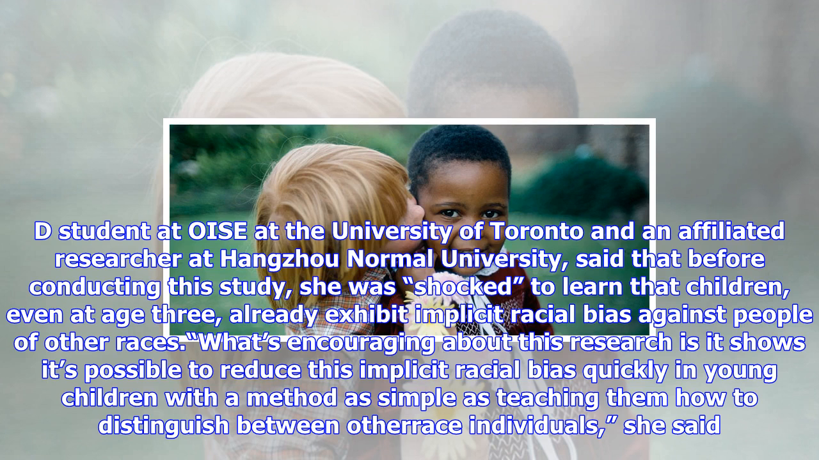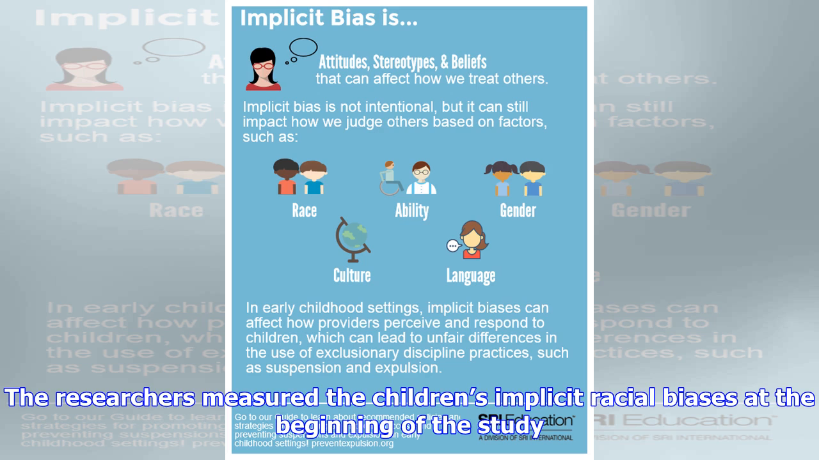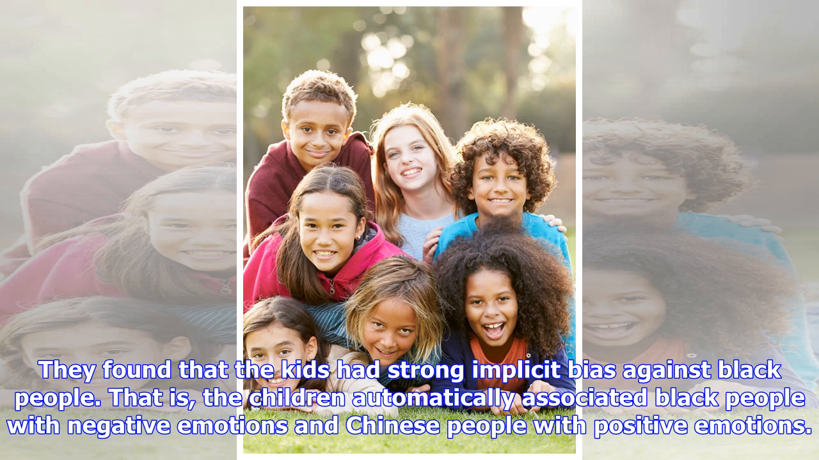First author on this study, Miao Qian, a Ph.D. student at OISE at the University of Toronto and an affiliated researcher at Hangzhou Normal University, said that before conducting this study, she was shocked to learn that children, even at age 3, already exhibit implicit racial bias against people of other races. What's encouraging about this research is it shows it's possible to reduce this implicit racial bias quickly in young children with a method as simple as teaching them how to distinguish between other race individuals, she said.